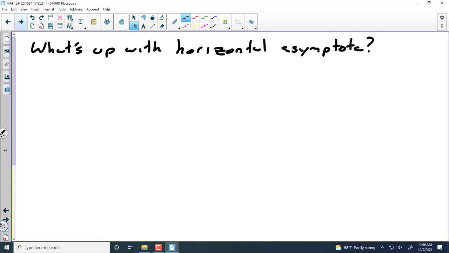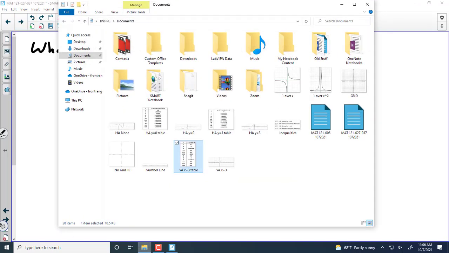What's up with the horizontal asymptote? Why does that work the way it does? Well, let's talk about that one. We'll start with this one.